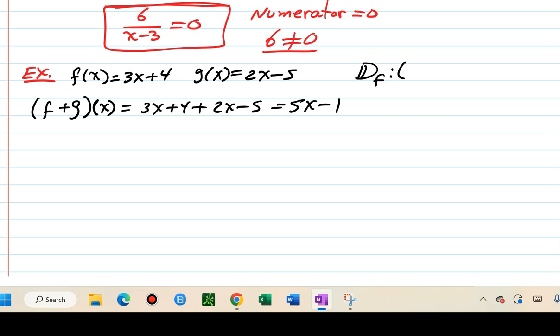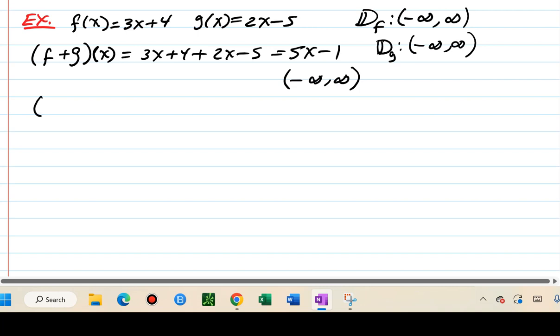Domain of f, all real numbers, is linear. All real numbers. Domain of g, also all real numbers. So that's good. You're given all real numbers in both functions. They're cool with it. The final function is a linear function, so its domain is all real numbers also. That's for f plus g.